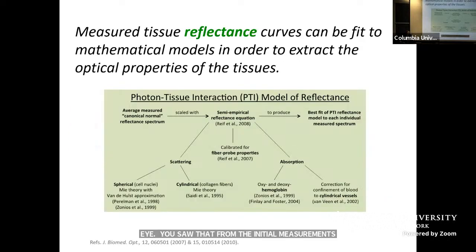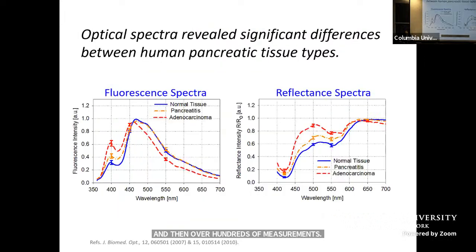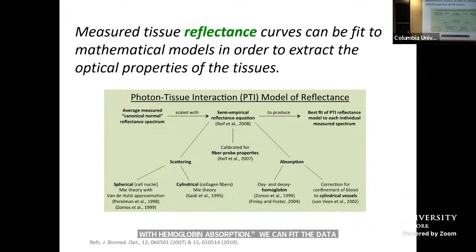So what we realized we could do is correct, let me just go back. We could correct for the amount of hemoglobin. These dips and features here around 400 nanometers have to do with hemoglobin absorption. We could actually fit the data using mathematical models and correct for artifacts associated with hemoglobin absorption. Let me show you how these models work. It's something that we developed over many years.